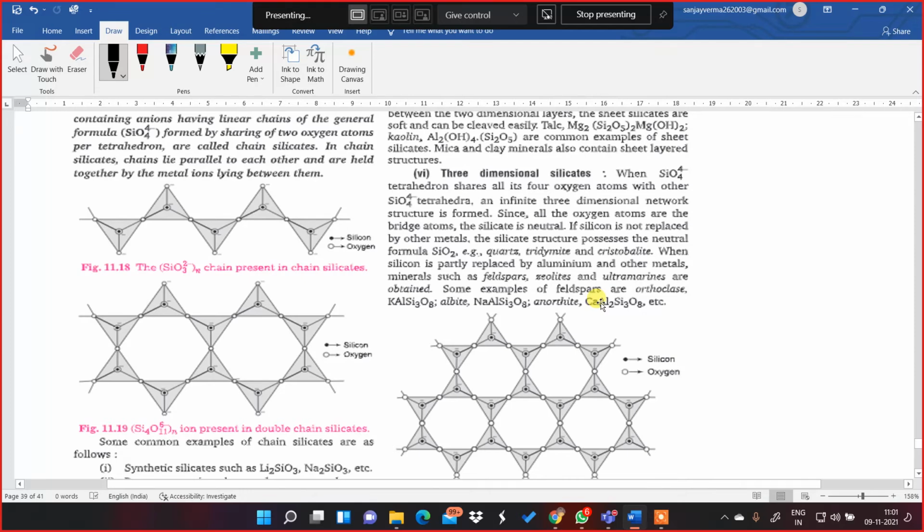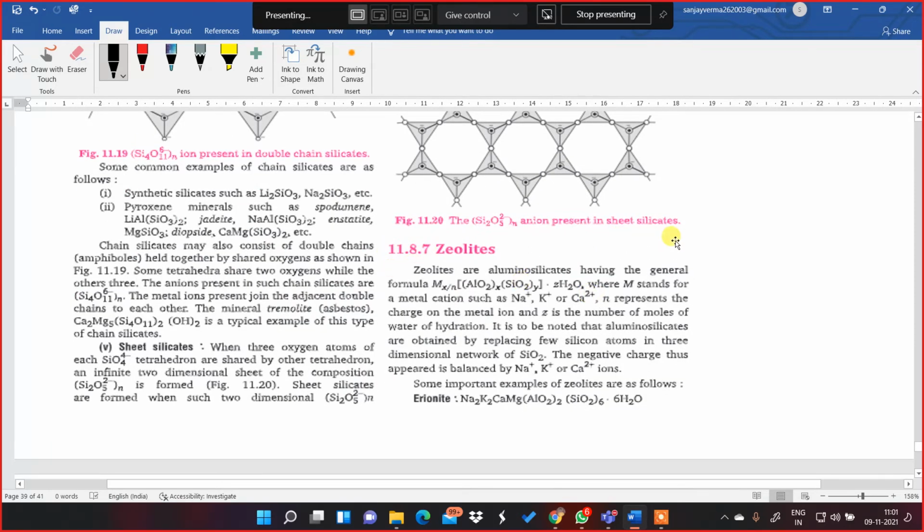And the next important thing which is required for you all is zeolites. This zeolites, it's important, so this I will explain to you. Zeolites, how to define it, are aluminosilicates having the general formula M x/n [(AlO2)x (SiO2)y] · z H2O, where M stands for a metal cation such as sodium or potassium or calcium, and n represents the charge on the metal ion, and z is the number of moles of water of hydration.